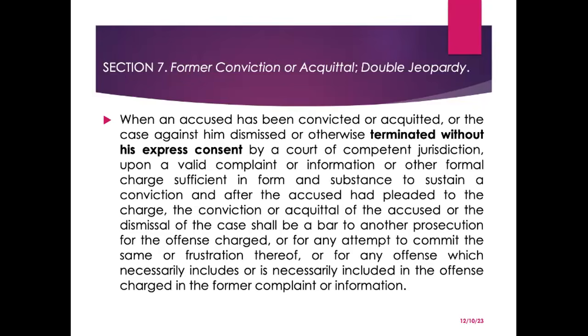When an accused has been convicted or acquitted, or the case against him otherwise terminated without his express consent by a court of competent jurisdiction upon a valid complaint or information or other formal charge sufficient in form and substance to sustain a conviction, and after the accused had pleaded to the charge, the conviction or acquittal of the accused or the dismissal of the case shall be a bar to another prosecution for the offense charged, or for any attempt to commit the same or frustration thereof, or for any other offense which necessarily includes or is necessarily included in the offense charged in the former complaint or information.